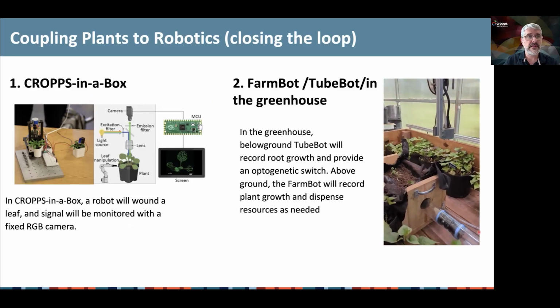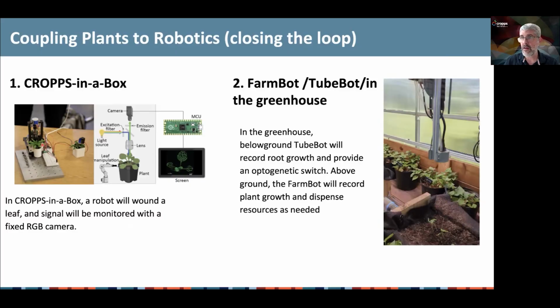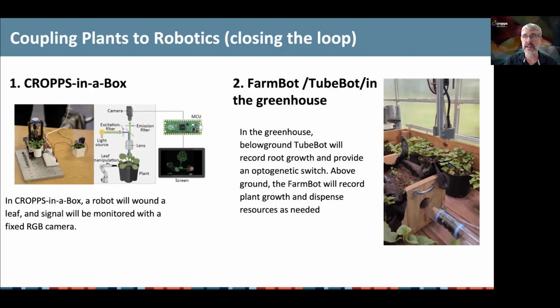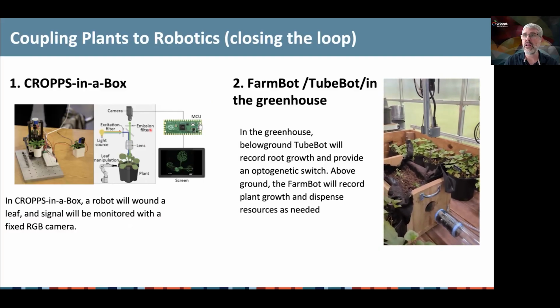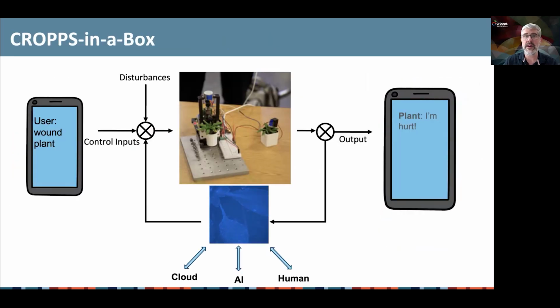The way this works is that the robot interacts with the plant to cause a stress like a wound. It has the RGECO reporter in it, so it produces a signal that can be detected by an RGB camera that is then decoded, and then information is sent back to the user about what is happening. So this is how it works when you think about it in terms of the circuit. The user sends a text to the plant to wound it. The plant's wounded, it makes an RGECO signal, which is then decoded by the camera, and an output is sent back to the user in the form of a text message that says, "I'm hurt."